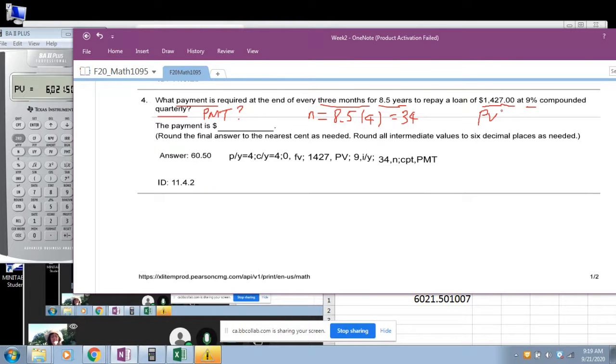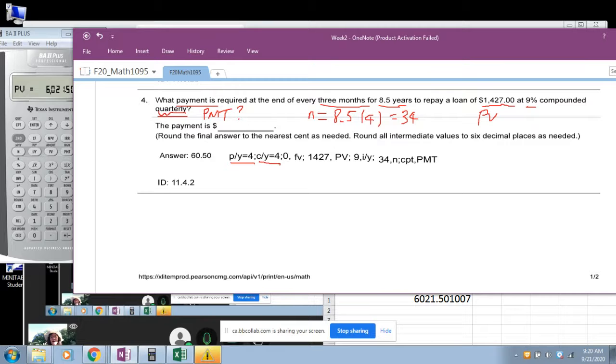As a precaution, 0 is the future value, and then you enter PMT, calculate PMT. Also make sure that every 3 months you make a payment. In 1 year you make 4 payments, so PY equal to 4. I already set it up here. And interest is compounded quarterly, CY equal to 4.